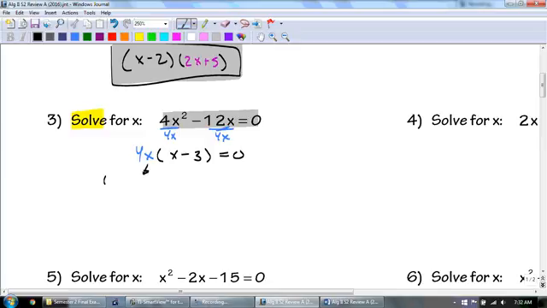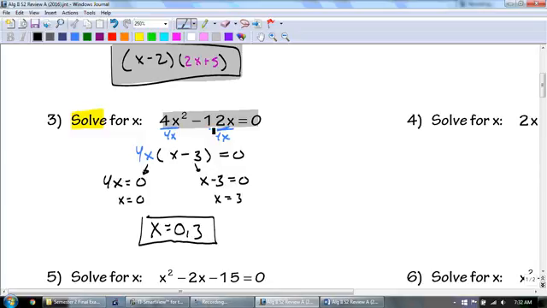Now that equals 0 is important because it says that we need to solve. So everything with a variable we set equal to 0 and figure out what x is. Here we would divide by 4, here we would add 3, and my last step is to put those answers in numerical order. And there we go. X equals 0 and 3.